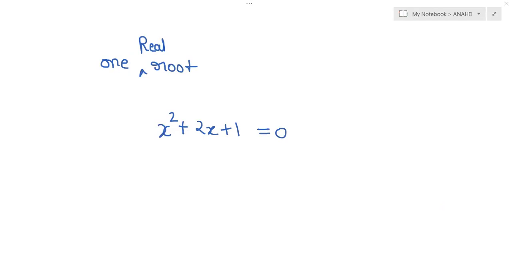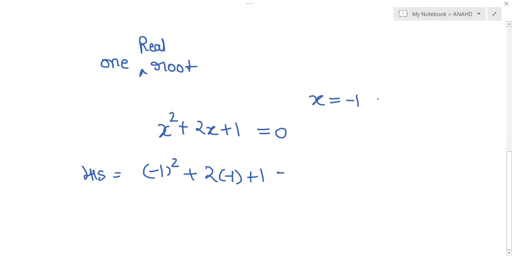For this particular equation, we will learn how to find the roots, but let's say x is equal to -1 is the only root. Why do I say this? Because except x is equal to -1, there is no other real root which satisfies this equation to be x is equal to 0. You can try.